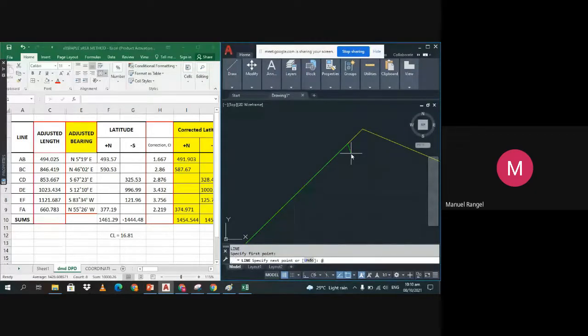At 853.667, bearing of south 67 degrees 23 minutes east. Okay.